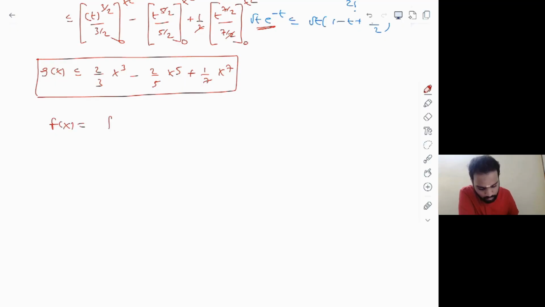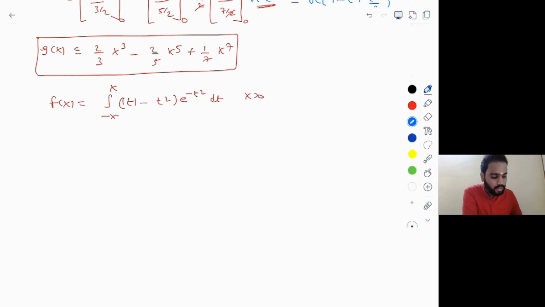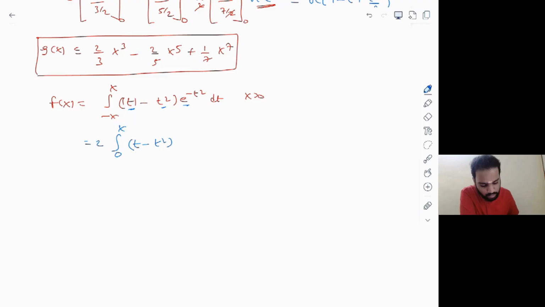Given that f of x is equal to the integral from minus x to x of mod t minus t square, whole multiplied by e power minus t square dt, and once again this is for x greater than 0. So first thing you need to notice is that this is an even function, because mod t is even, t square is even, e power minus t square is also even. So which means you can write your integration as 2 times the integral 0 to x. Now it is positive, right? So this becomes t minus t square times e to the power of minus t square dt.